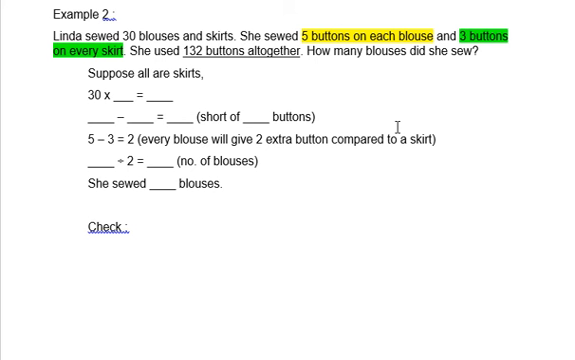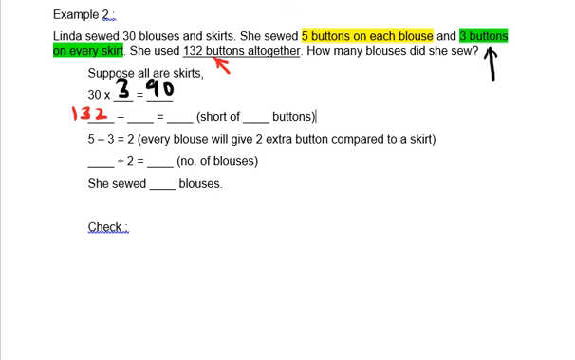Over here we know that there are two items, which is a blouse and a skirt. But what happens if I were to say, assume or suppose that all of them are skirts? So assuming that there's no blouse, assume all are skirts. If there are 30 skirts, and you do know that one skirt has 3 buttons, 30 times 3 will give us 90 buttons. Correct? But do you think this makes sense? It does not make sense, right?